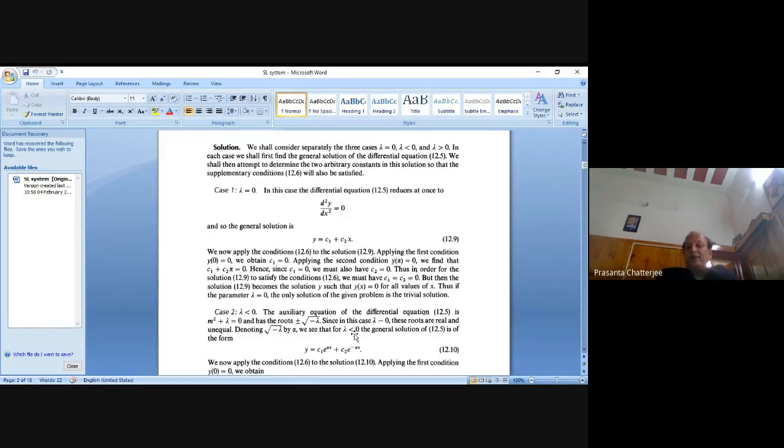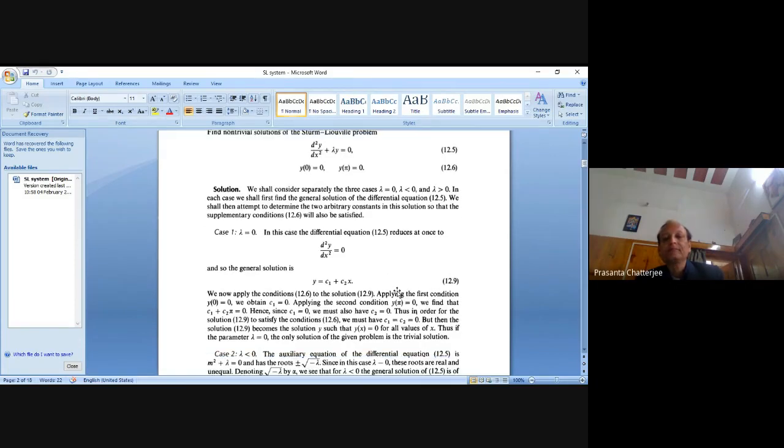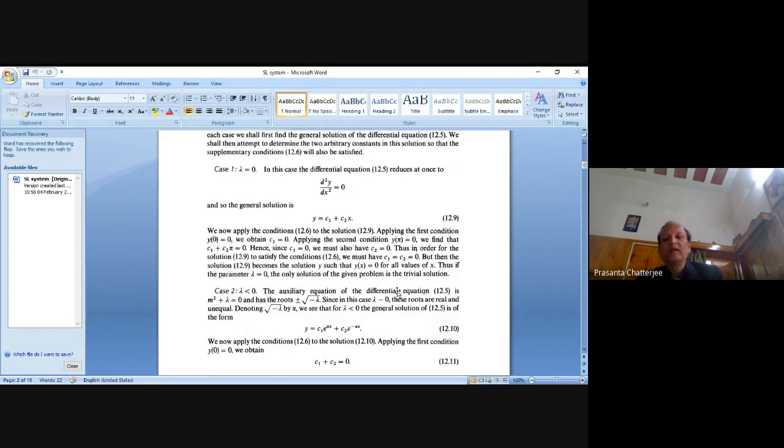Next, suppose lambda less than 0. Suppose lambda is less than 0 and we write lambda as minus alpha square, then the auxiliary equation will be m square minus alpha square equal to 0, or m equal to plus minus alpha, so the solution will be y equal to c1 e to the power alpha x plus c2 e to the power minus alpha x.